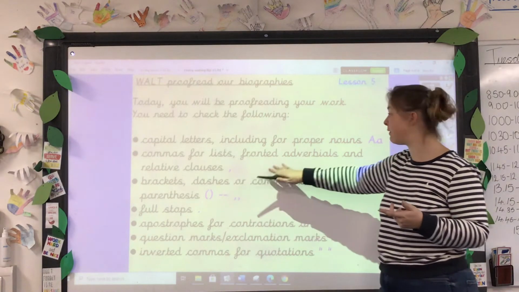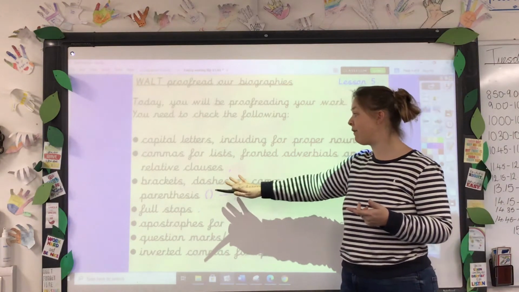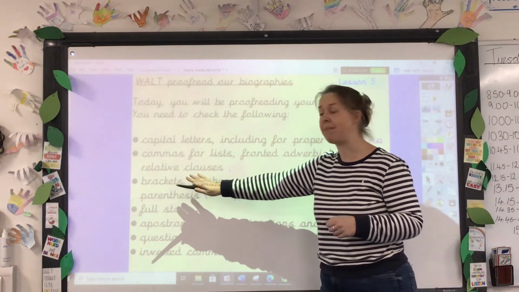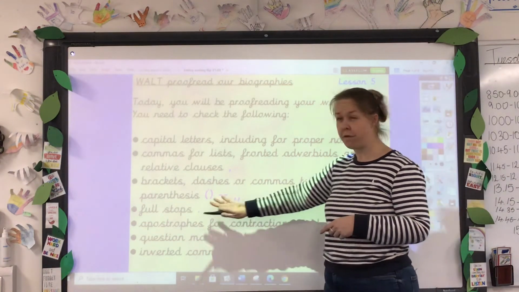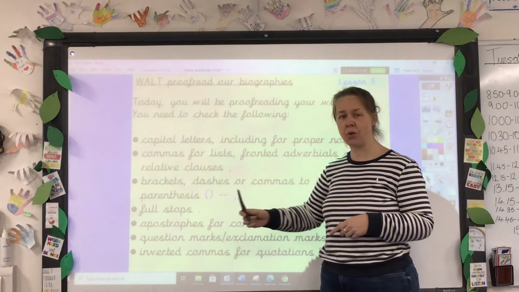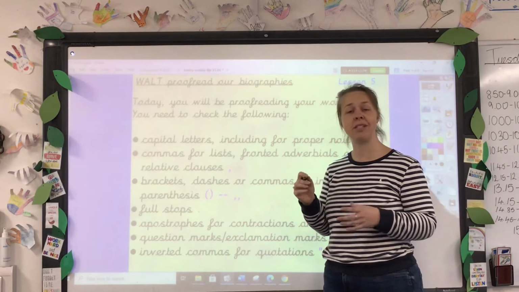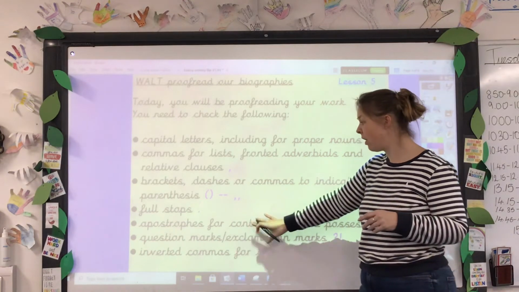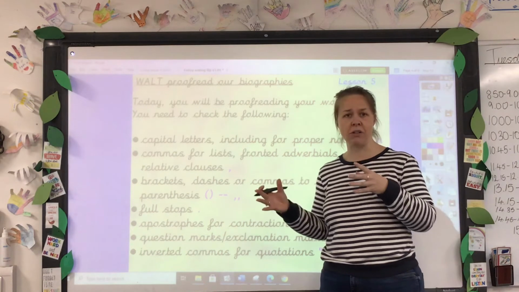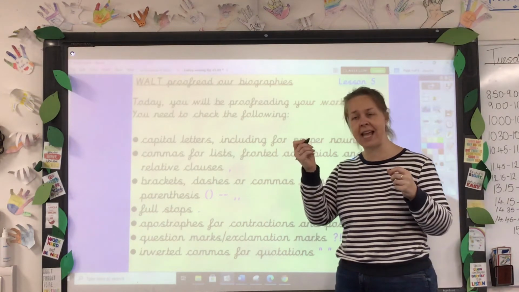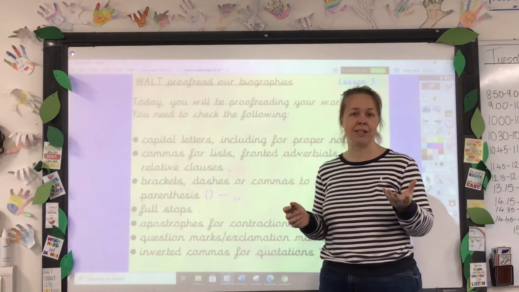Commas for lists, commas for fronted adverbials, and for relative clauses. We've got parentheses, so if you've included that, maybe you've got brackets, dashes, or commas to indicate parenthesis. Full stops. We must make sure that when a sentence ends, we show that with a full stop, otherwise the reader doesn't know to take a breath and stop.